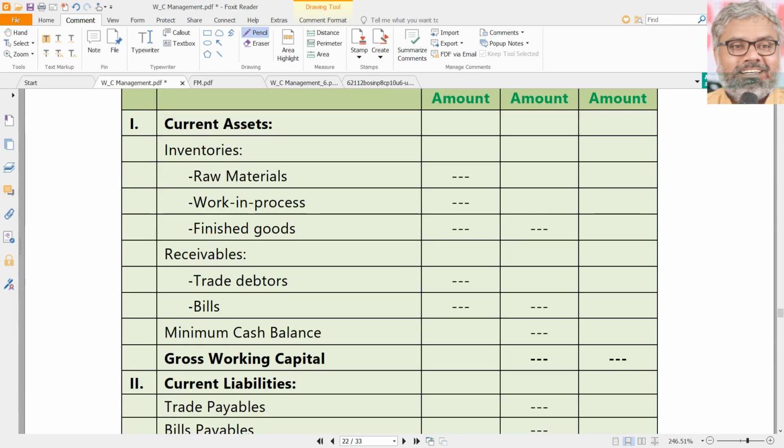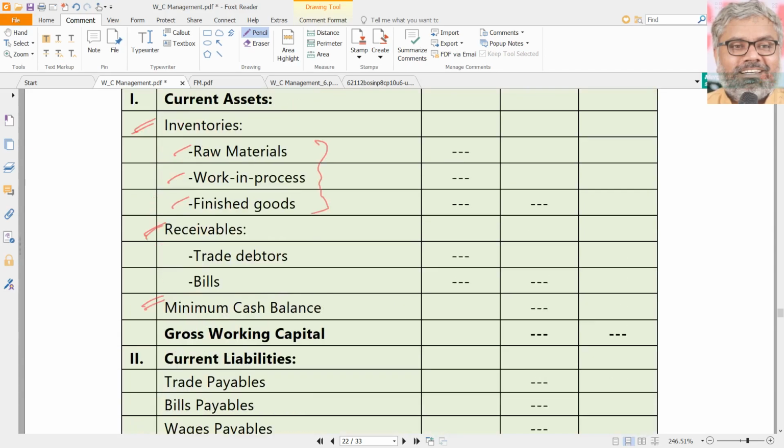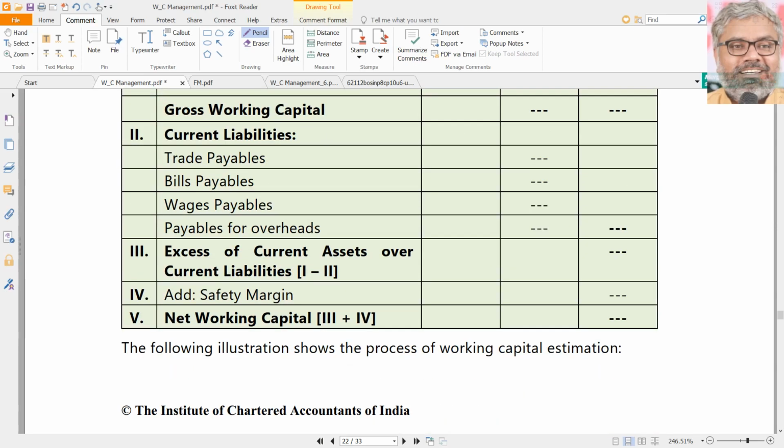Simply find out the current assets, which consist of inventories, separately noting them: raw material, work in progress, finished goods, then receivables, then the cash balance also, that will be given in the question. All of them are to be taken into account while estimating the working capital. Then you have to write that as gross working capital. We know what gross working capital is. Gross working capital is nothing but the total of current assets.